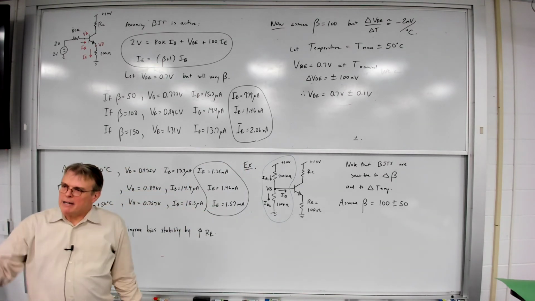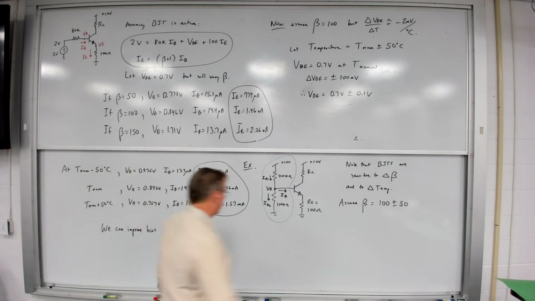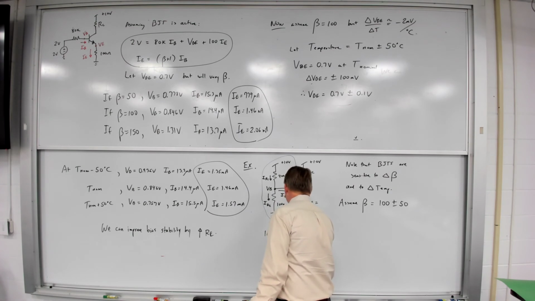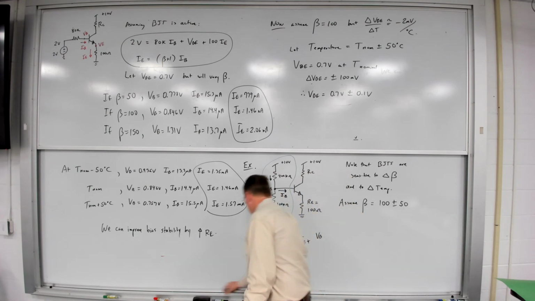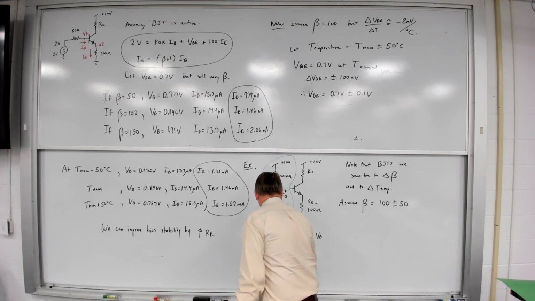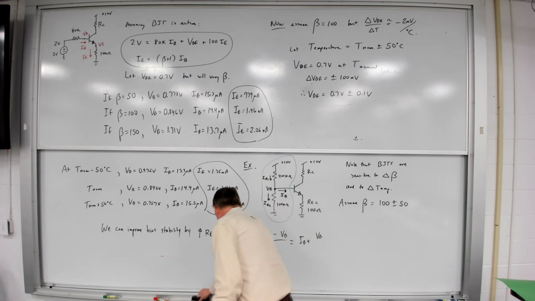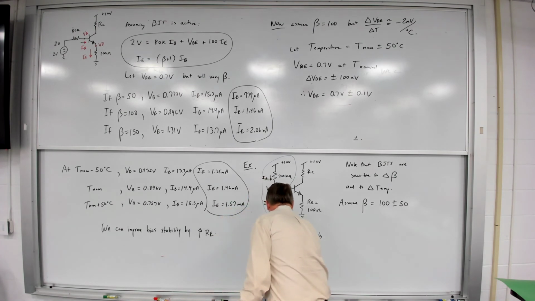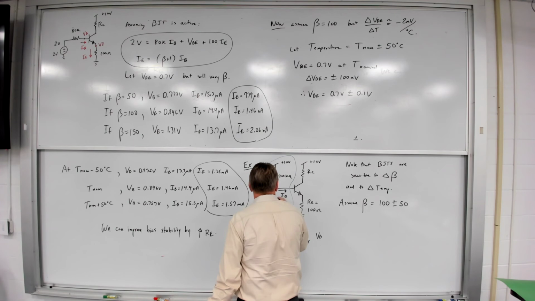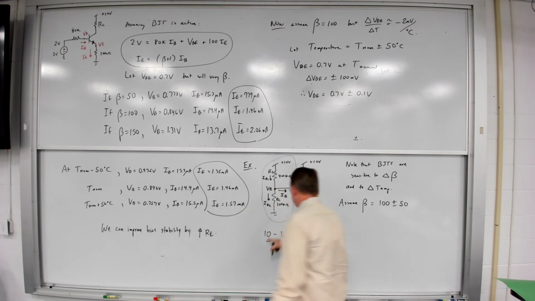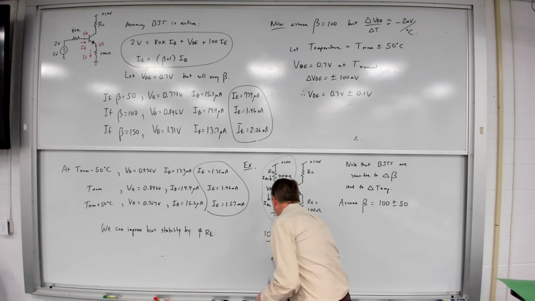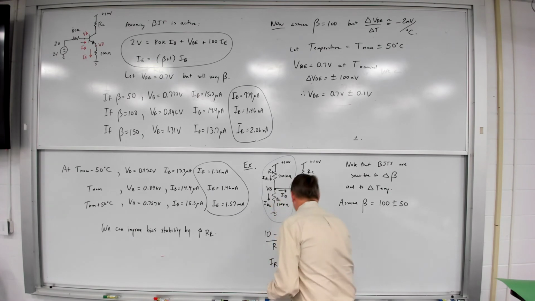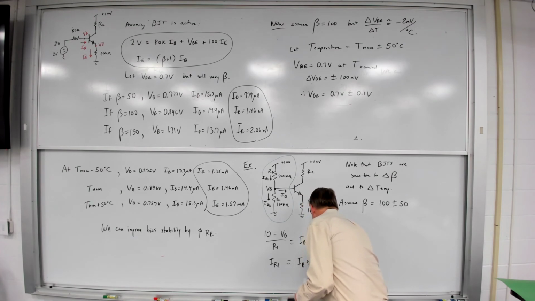So if I were going to write a KCL equation, what would it look like? Well, 10 minus VB over R1 must be equal to IB plus VB over R2. I'll call this R1, excuse me. Let's do it this way. This R1, and this is R2. So 10 minus VB over R1 is equal to IB plus VB over R2. And so, of course, in this case, this is just equal to IR1, and this is equal to IB plus IR2.